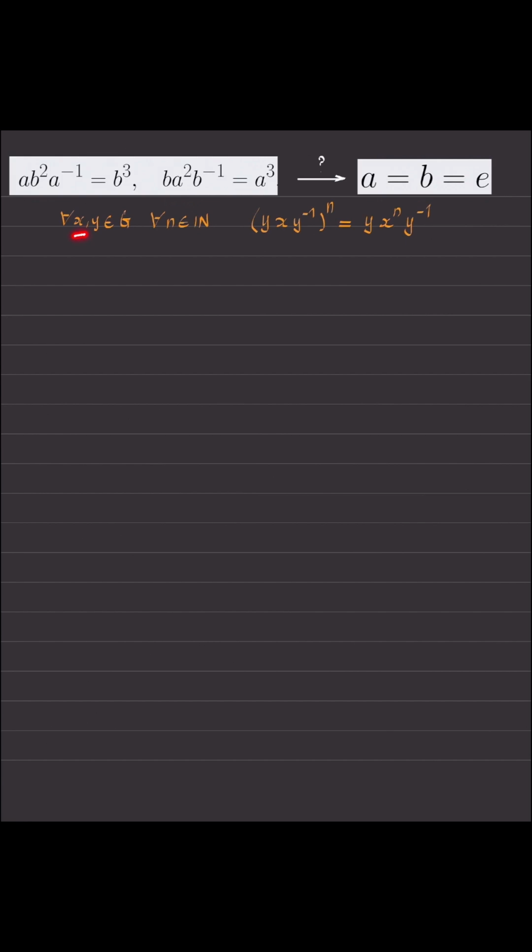If I have two arbitrary group elements and a natural number n, then in this combination, in which an element is sandwiched between an element and its inverse, and I want to raise it to power n, this power n only affects the middle term. It will not affect the terms on the sides. This is a very well-known theorem in group theory, and it can be proven very easily using mathematical induction.